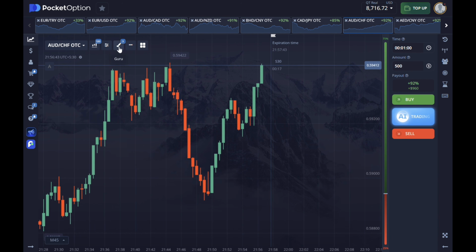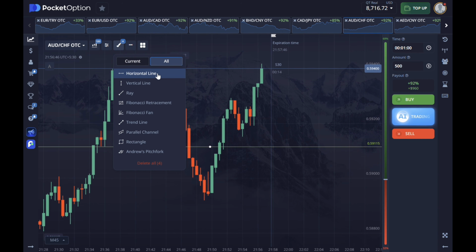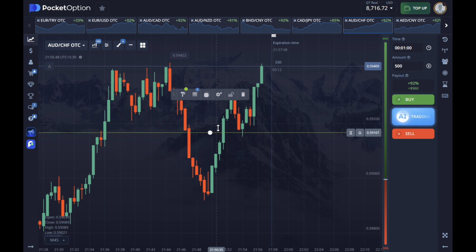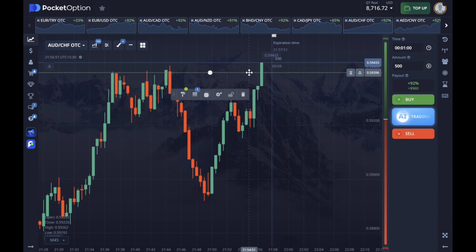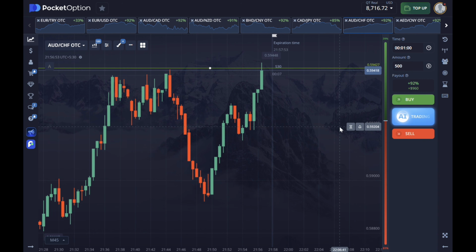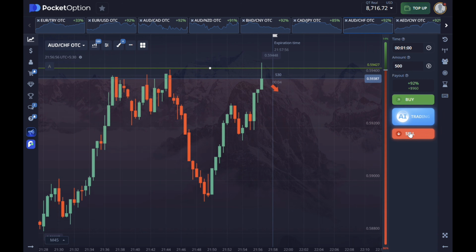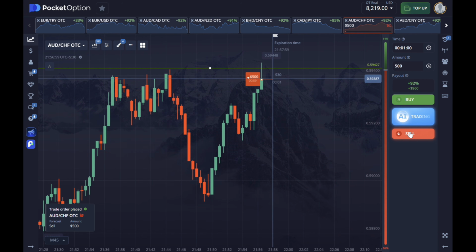Okay, so let's first mark the resistance here. Alright, I can see resistance here on the upper side. The market could reverse from here. Okay, that's why I'm drawing a horizontal line on the upper side, and I'll place a sell trade here. Okay, so I've placed a sell trade here.